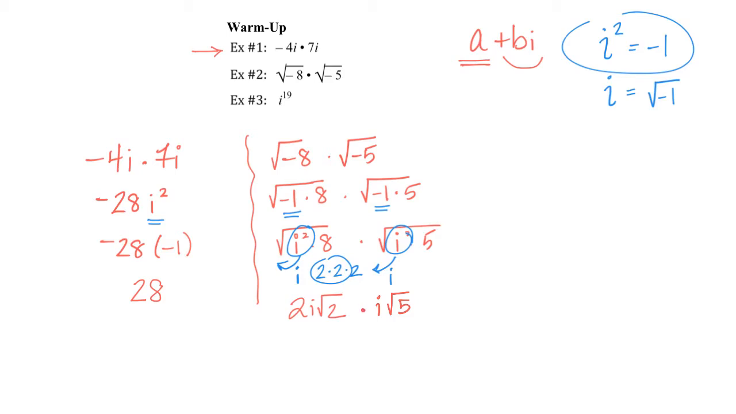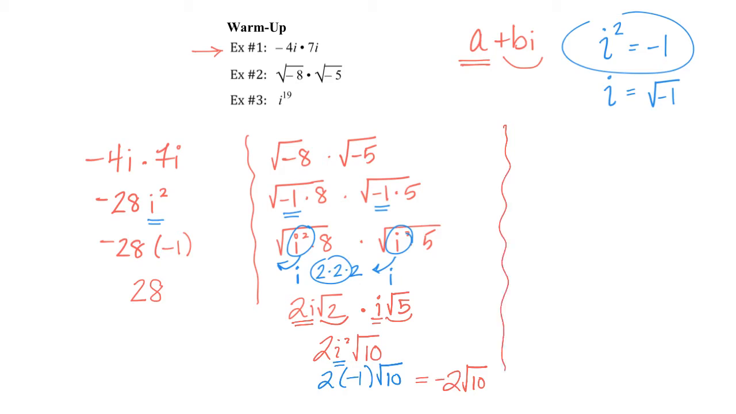I still haven't gone through and multiplied. So if I do that last step, 2i times i is going to give me 2i squared. Square root of 2 times square root of 5 is going to give me a square root of 10. Now I'm still not done because I have an i squared, and we know i squared by definition is a negative 1. So this is the same thing as 2 times negative 1 times root 10. So my final simplified form is going to be negative 2 square root of 10.